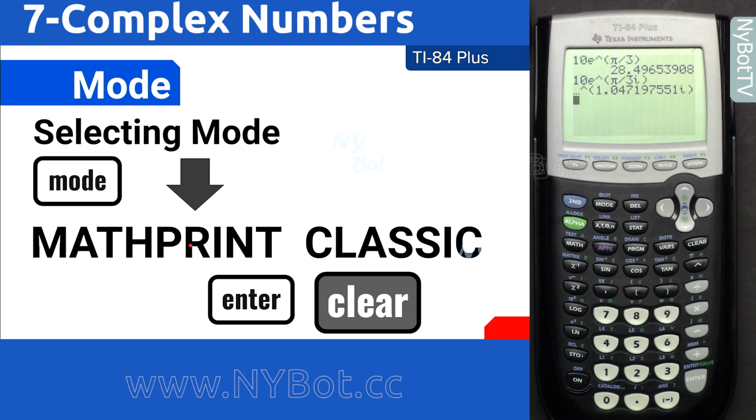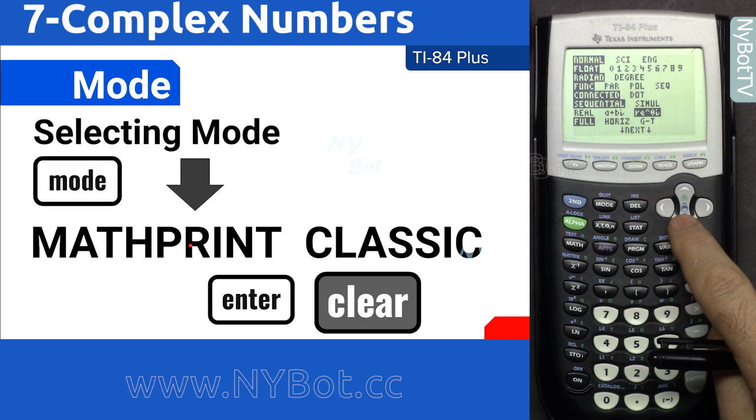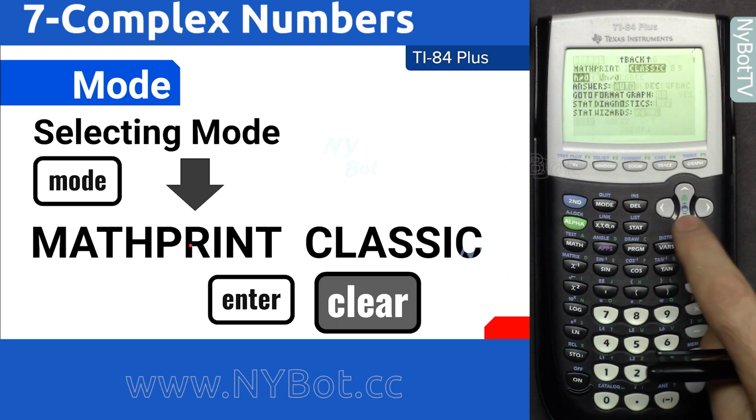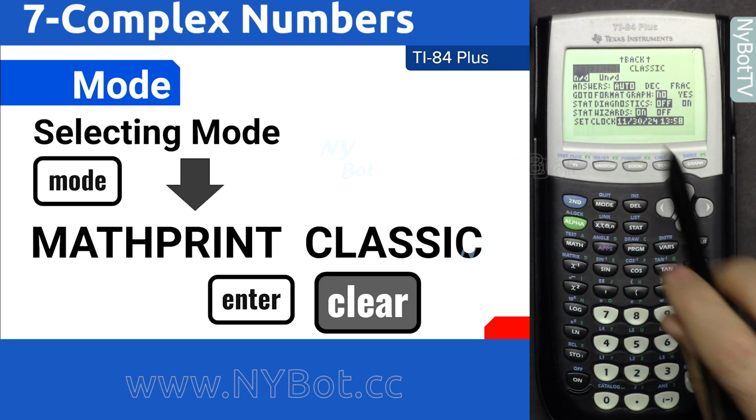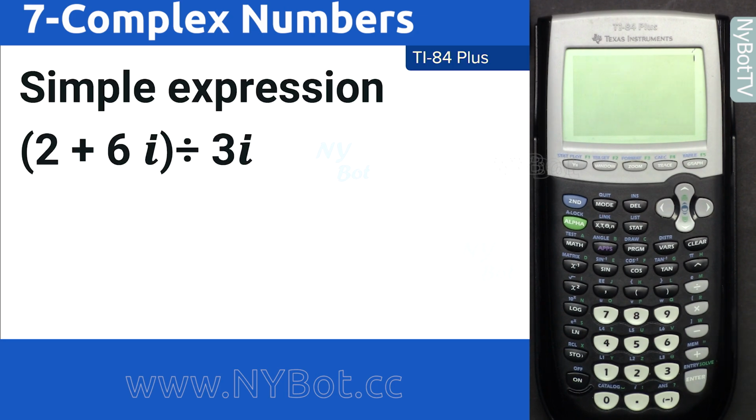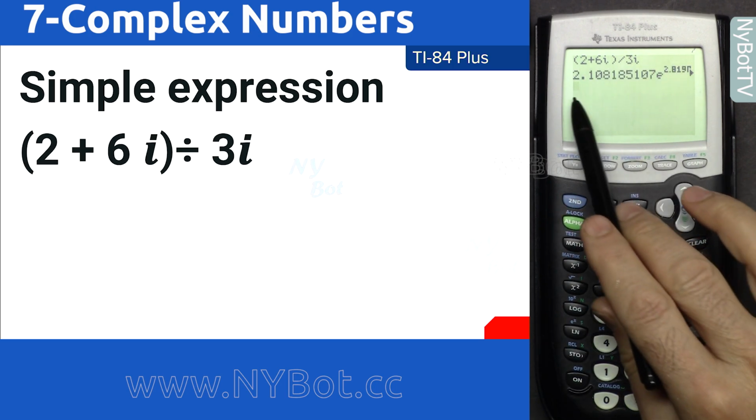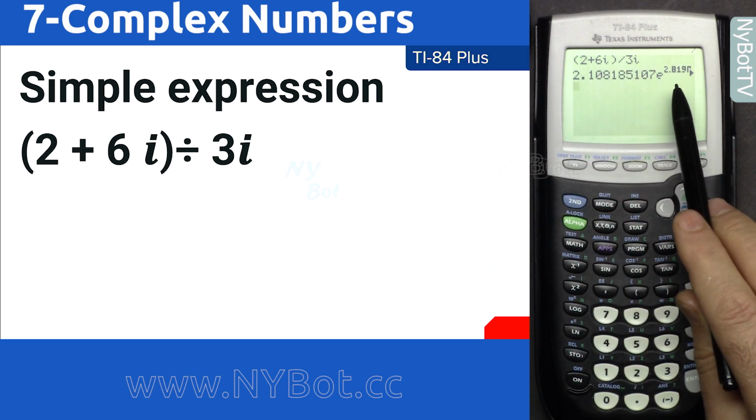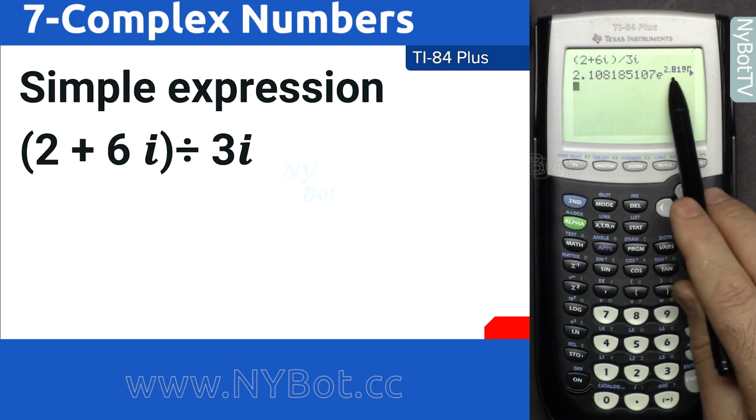Let's go back to math print mode, and select math print, enter, select it, press clear to exit. Now let's enter a simple expression: open a parenthesis, 2 plus 6 second function i, close it, divided by 3 second function i, and enter. Now the value has been presented in polar format because we have set it to polar format.